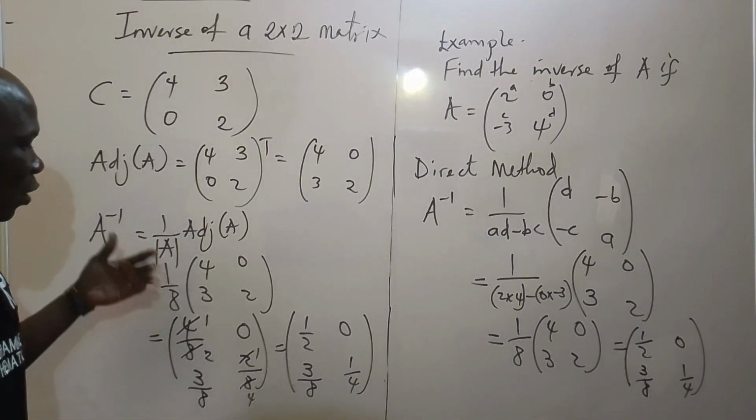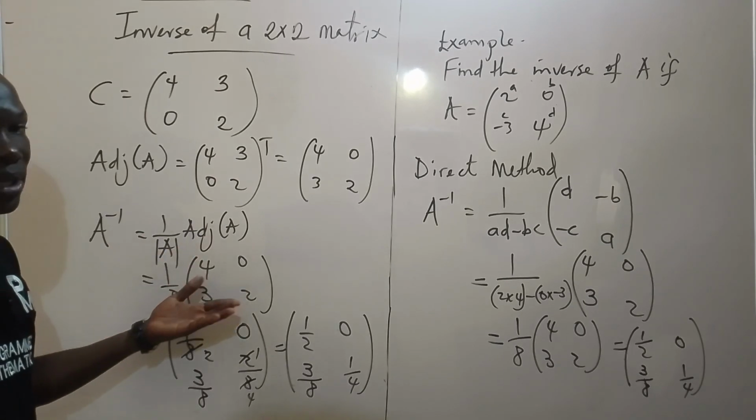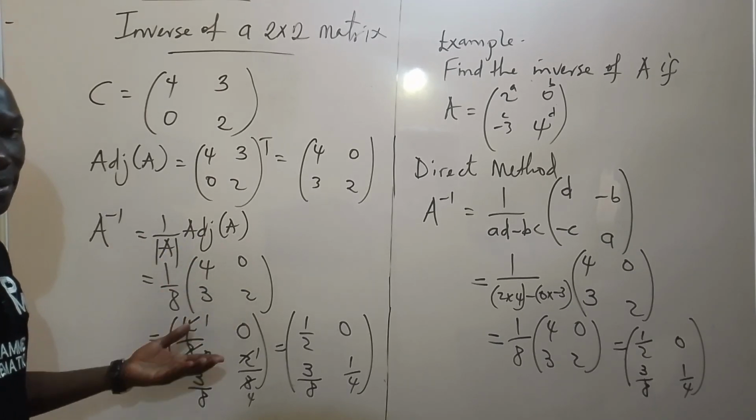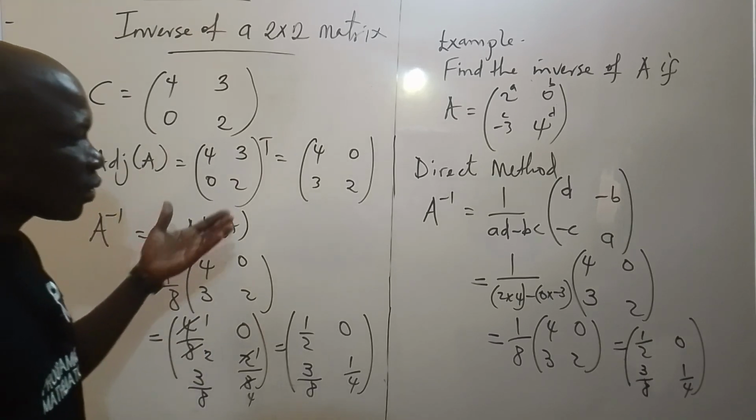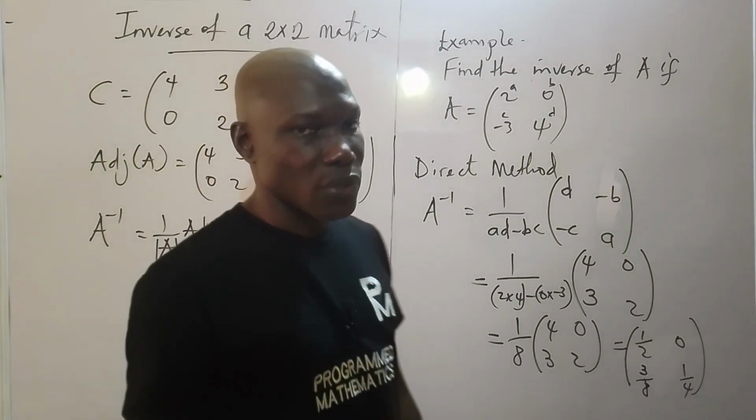Okay, and I also said that the adjoint matrix can also be called the adjugate matrix. They both mean the same thing. Okay, so this is how to find the inverse of a 2 by 2 matrix.